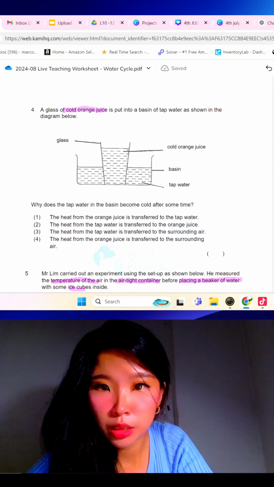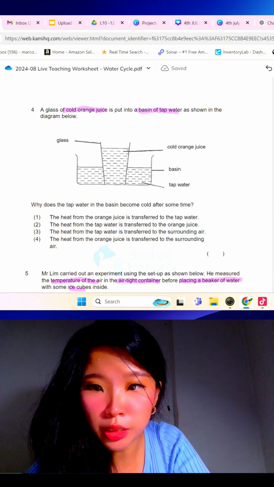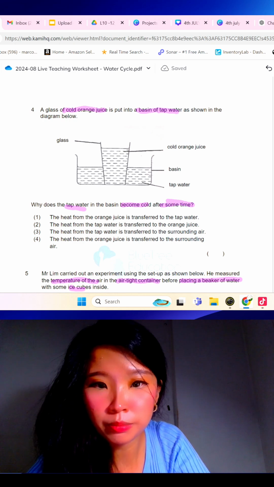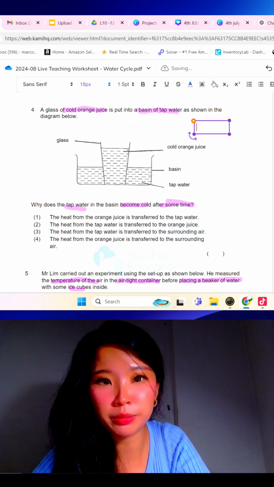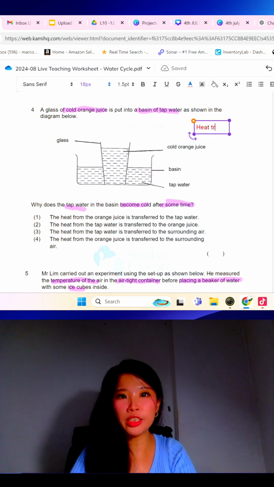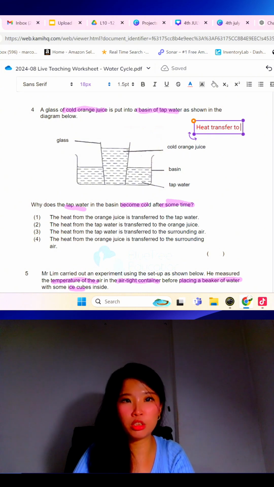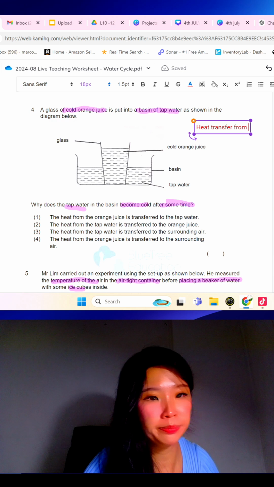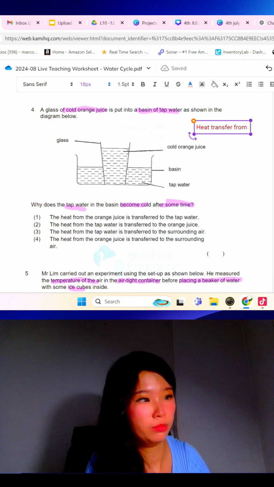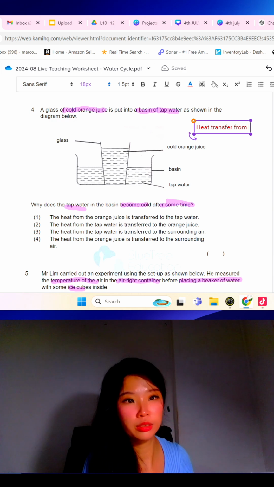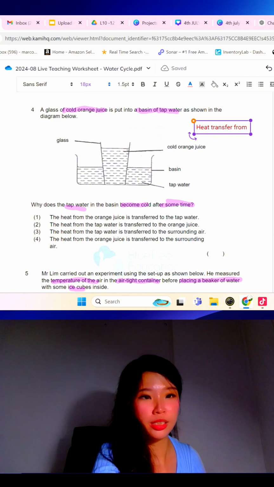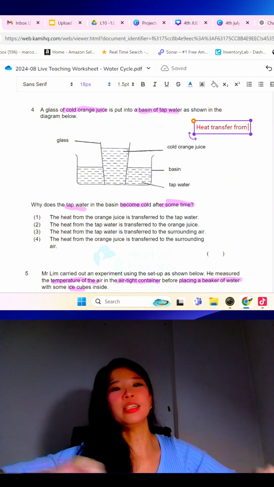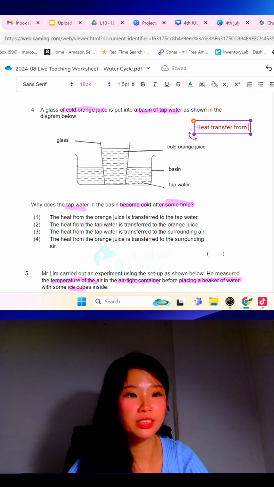Okay, tap. In the basin of tap water, why does the tap water in the basin become cold after some time? So, how does heat transfer? Heat transfer from where to where? Do you all remember? Heat transfer from where to where? How does heat transfer? Type in your answer.